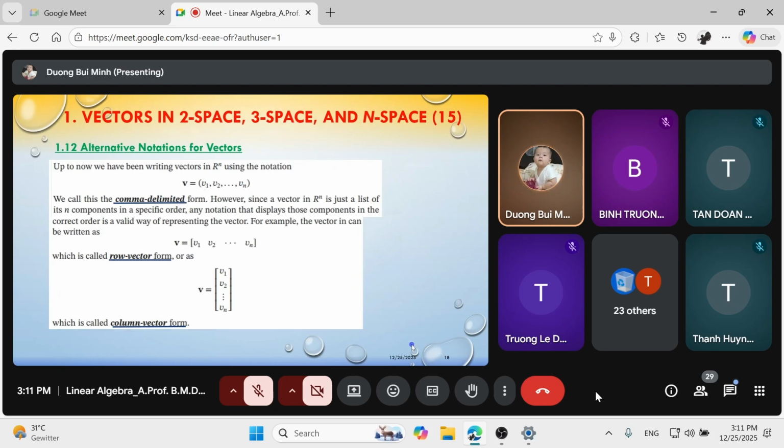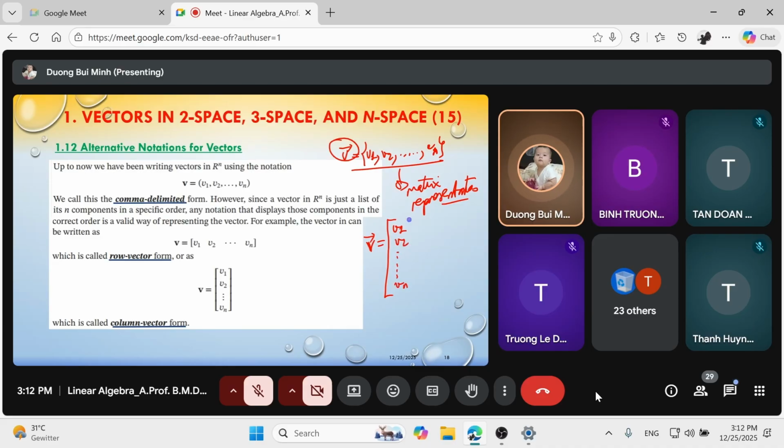So for any vector, we have vector V with elements V1, V2, up to Vn. Now we think about the matrix representation. Vector V, now I can indicate it as a column vector. Is that possible? Yes. Okay, so now we have one column: V1, V2, up to Vn.